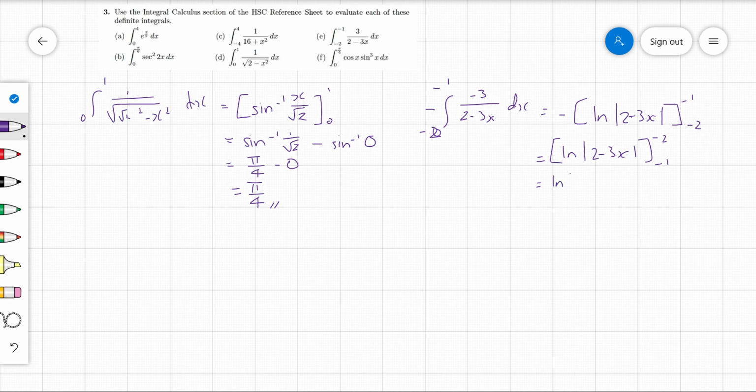All right, so here we've got log of, we're going to sub minus 2 in, so we're going to get a positive 6, 7, 8. We don't need the absolute values because 8 is already positive. So we can just put 8. Just leave it as 8 minus log of, and if we sub negative 1 in, we'll get 5. So using our log laws, we know that is log of 8 on 5. There we go.